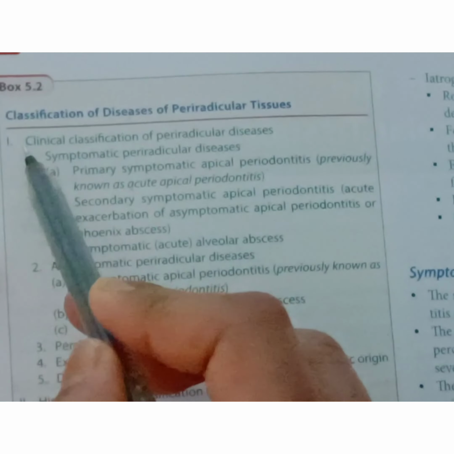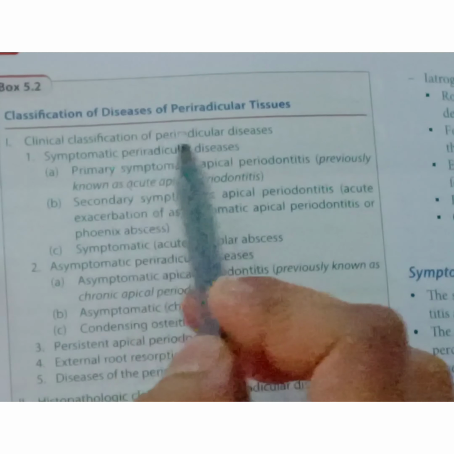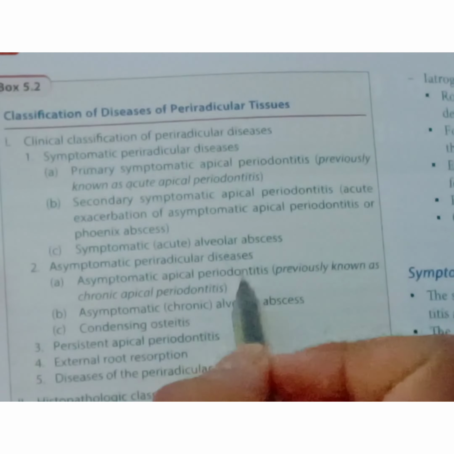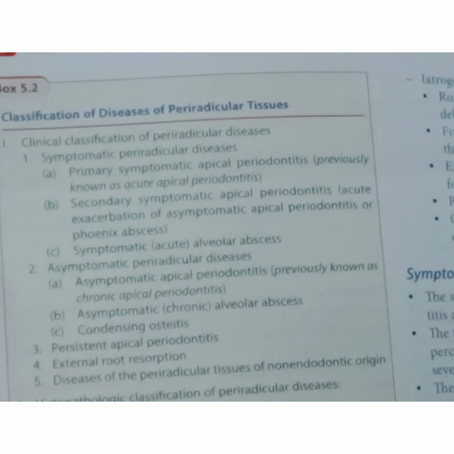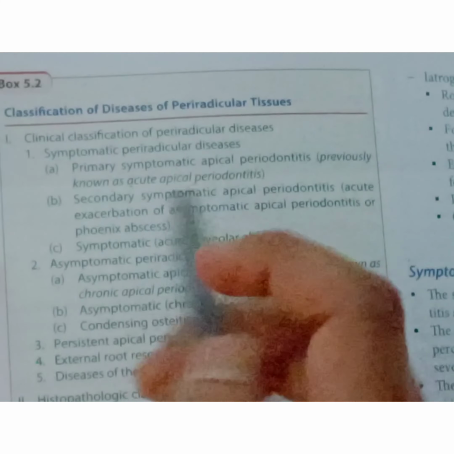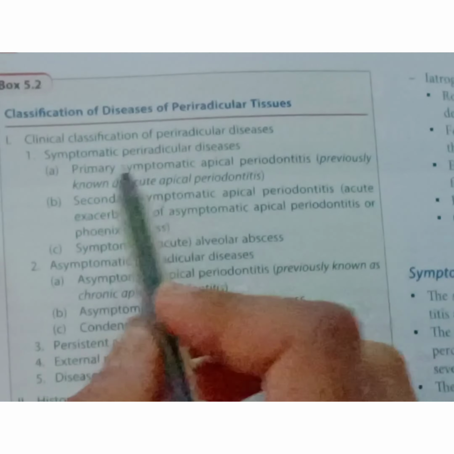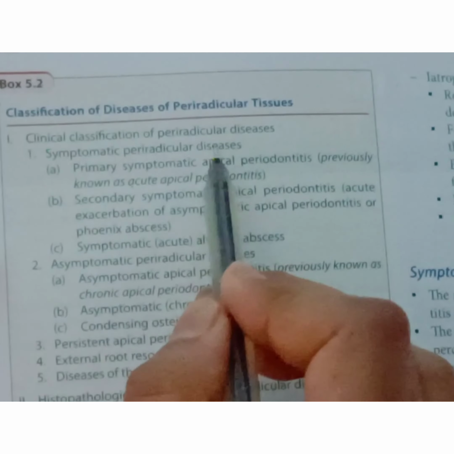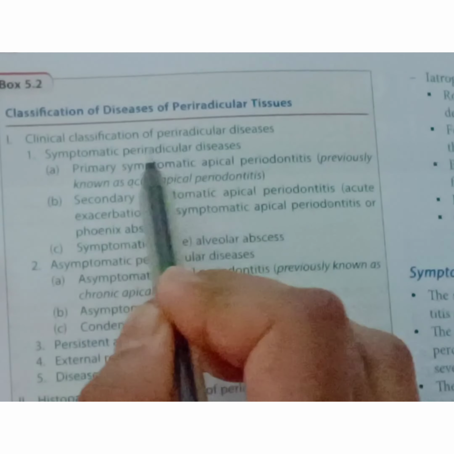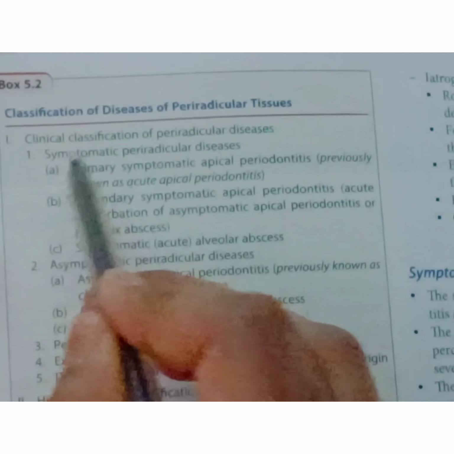So there is first the clinical classification of the periradicular diseases, and the other one is the histopathologic classification of the periradicular diseases. In the clinical classification of periradicular diseases, we have symptomatic periradicular diseases. That is, in these diseases, the patient will present with symptoms.